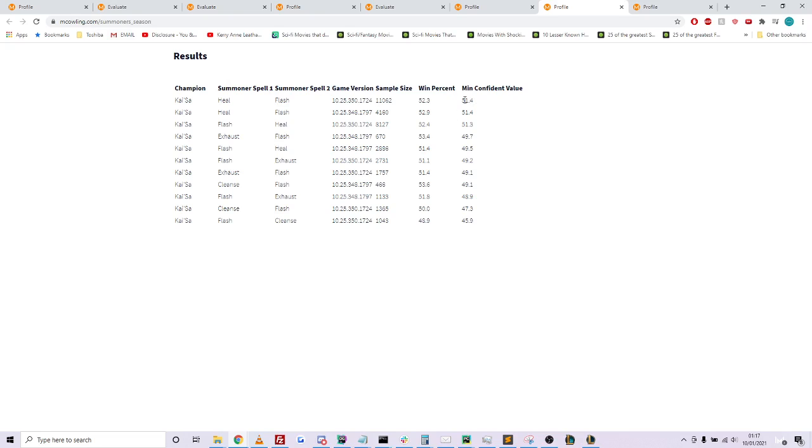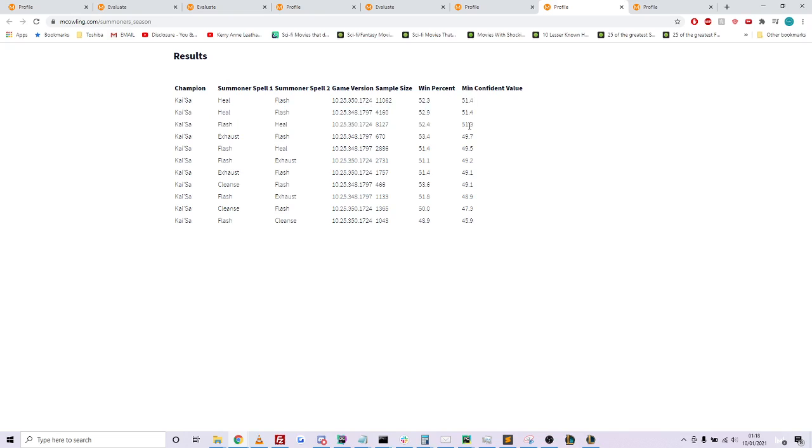So here we can see that the minimum value that we have 95% confidence in, when you have Kai'Sa, heal and flash, you're going to have 51.4% win rate at least. And then we see that the observed win rate is a bit higher, 52, 53. So that's what's going on here. So as a default, you're probably going to want to go with heal and flash.